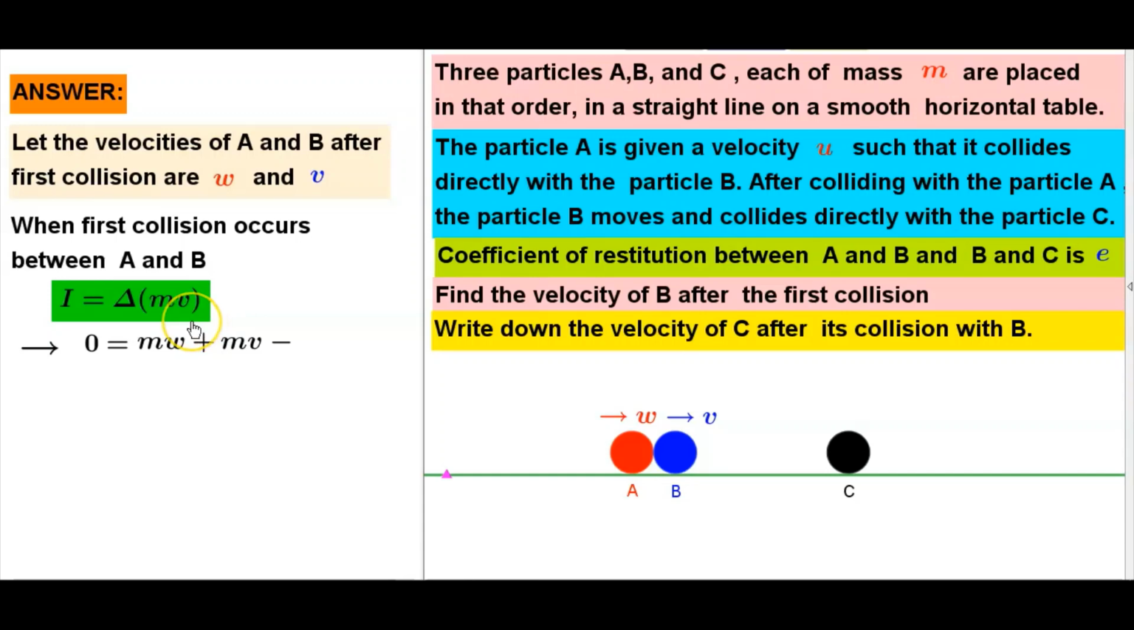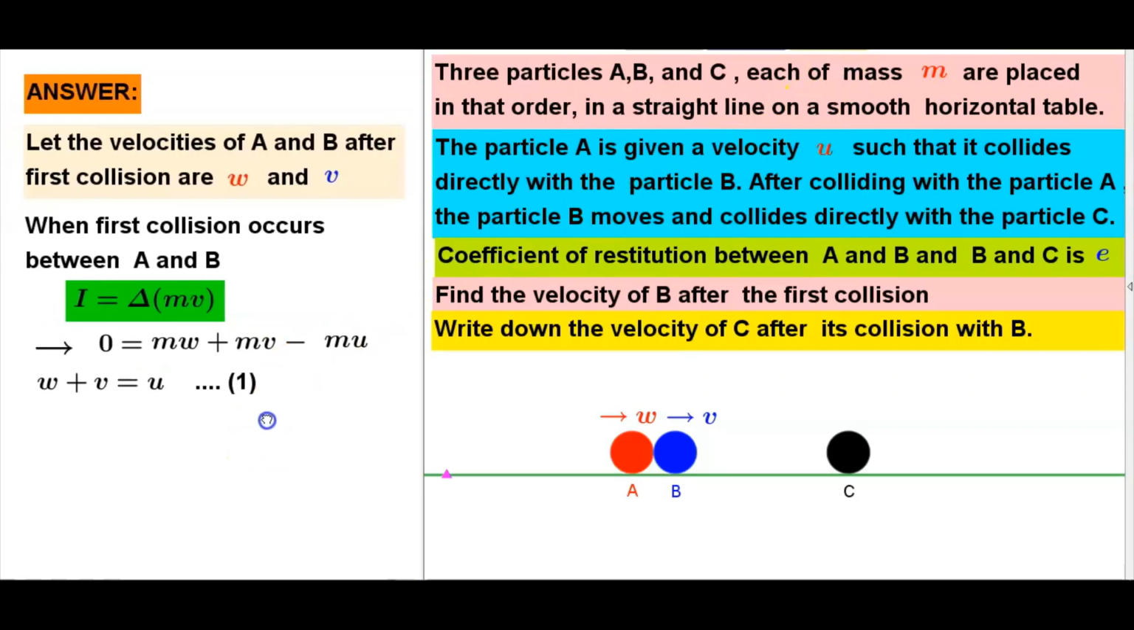Delta mv: final momentum m into W plus m into V, minus momentum before collision, m into u, equals 0. m is cancelled, therefore W plus V is equal to u. This is equation number 1.